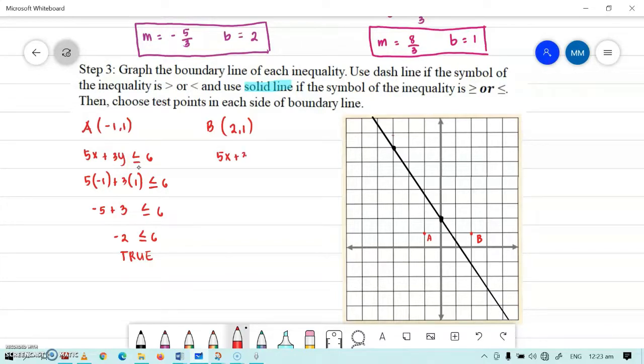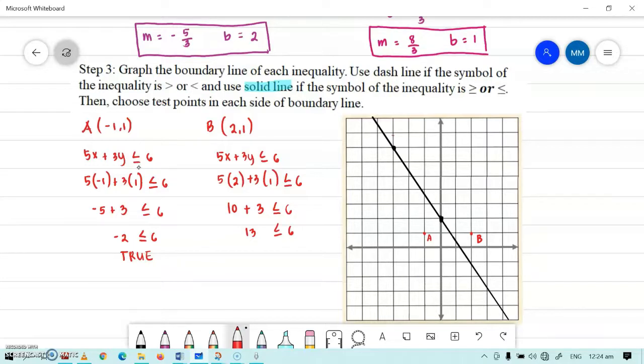5x plus 3y is less than or equal to 6. Substitute now. 5 times, x is 2, plus 3 times 1 is less than or equal to 6. 5 times 2 is 10, plus 3 times 1 is 3, is less than or equal to 6. 10 plus 3 is 13, is less than or equal to 6. Now, is 13 less than or equal to 6? Okay, 13 is greater than 6.